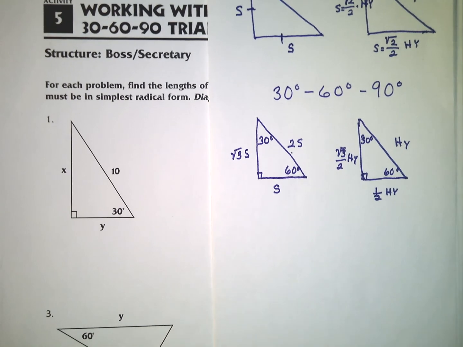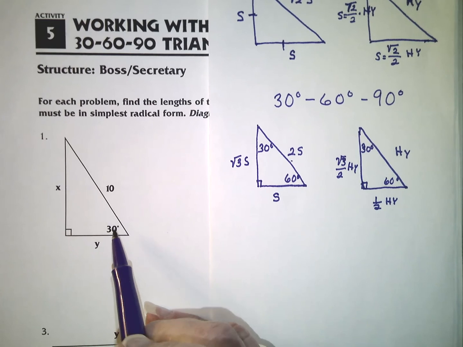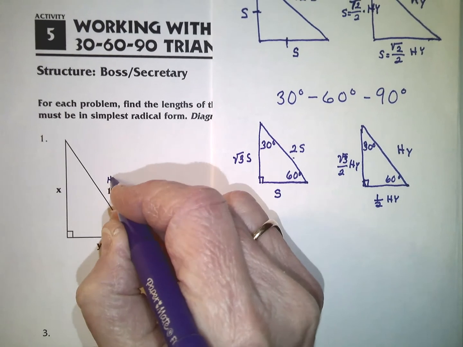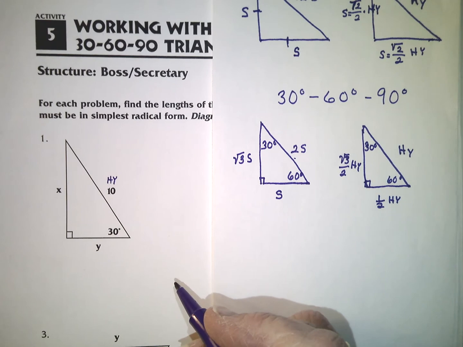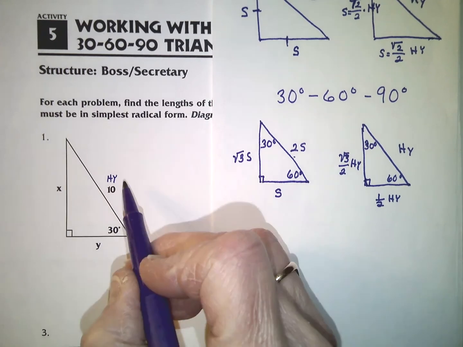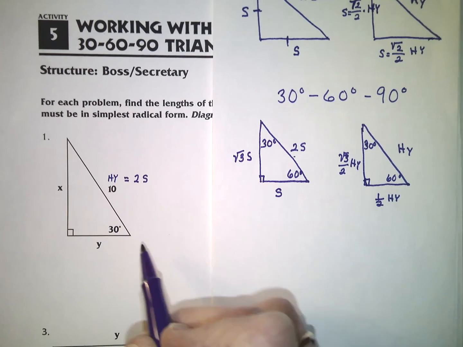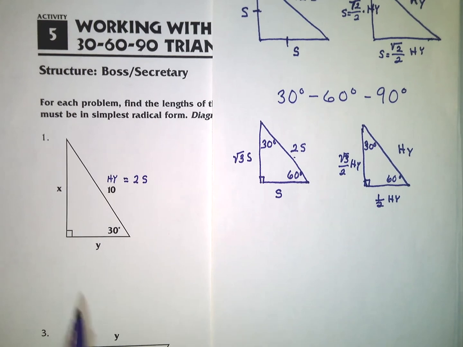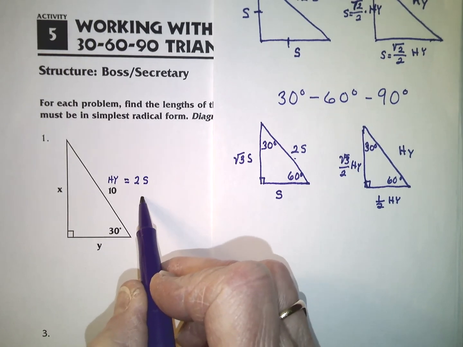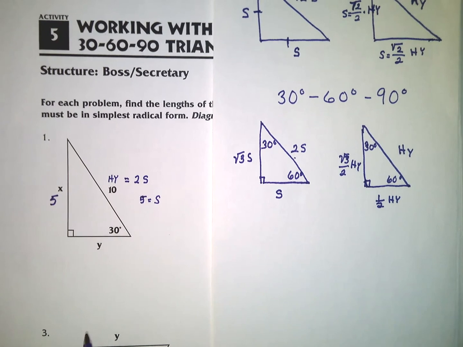So let's look at number 1. On number 1, they gave us a 30-degree angle, x is the side opposite, and they told us what the hypotenuse is. So we could use the popular representation that the hypotenuse here is 10, and that's 2 times the length of the shortest side, the side across from the 30-degree angle. So that means, dividing both sides by 2, that 5 has got to be the length of the shortest side. So this side's got to be 5.